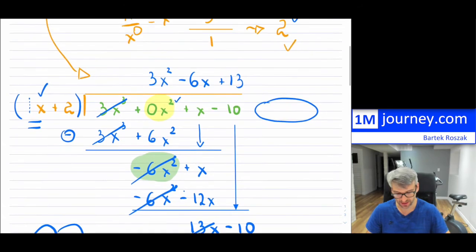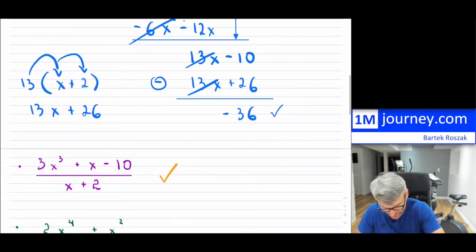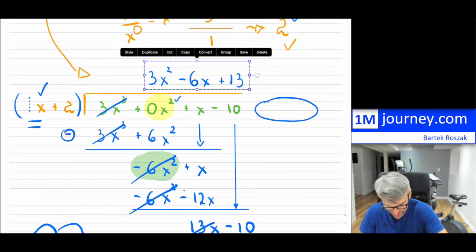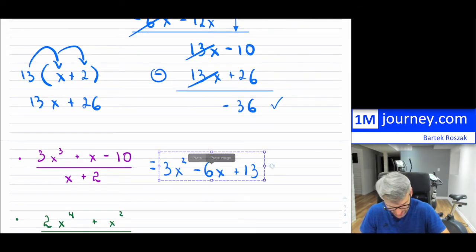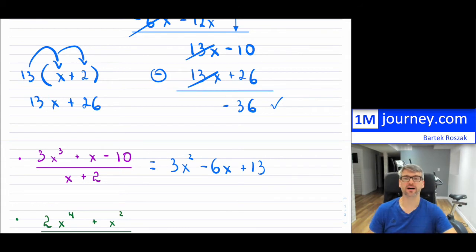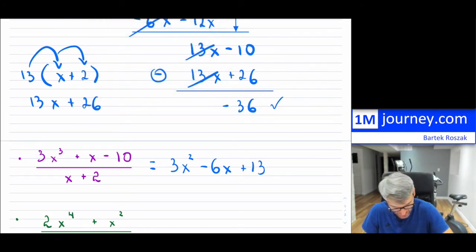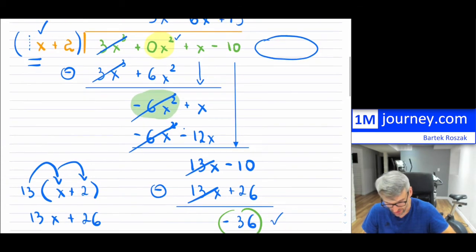So what the answer is, here's my quotient right here. Let me copy this and paste it. That's how many times x plus 2 goes into the numerator of 3x cubed plus x minus 10. But you also have a remainder. This remainder is minus 36, but that remainder still is over your x plus 2.